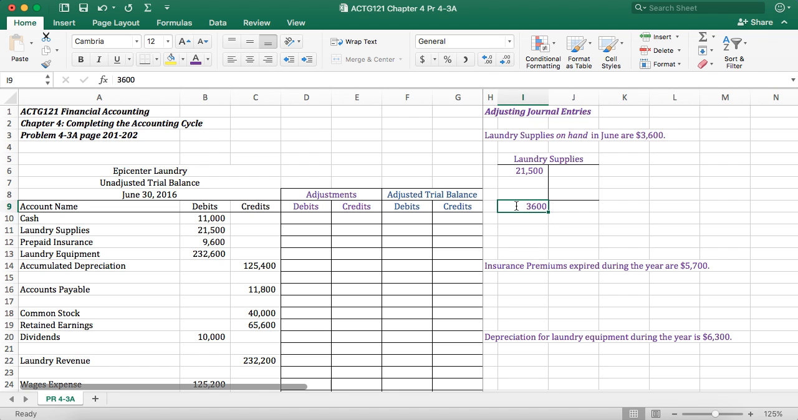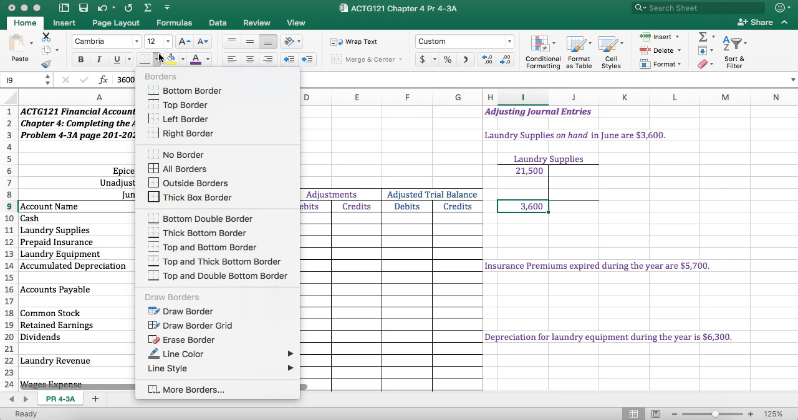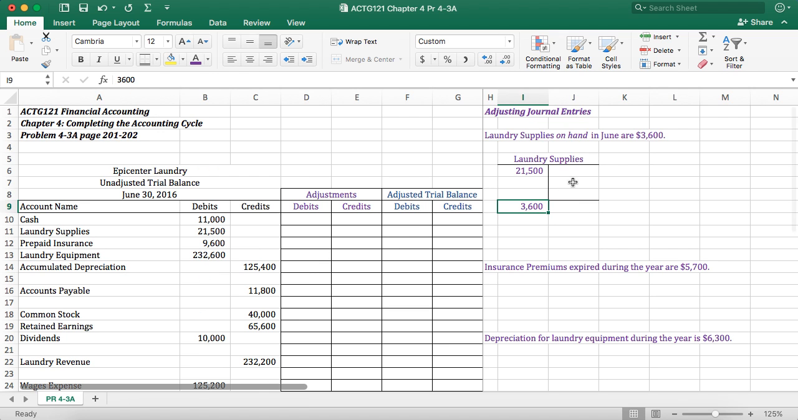So if this is the ending balance and this was the beginning balance, the adjustment amount is the difference between these two. So let's make this look a little bit better. Put a double underline, like so. So now we're going to create our adjusting amount. We're going to take the beginning balance less the ending balance. And this is the adjustment balance.